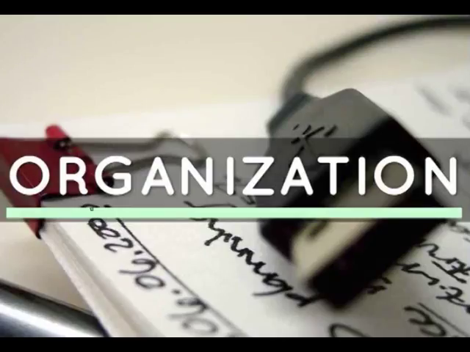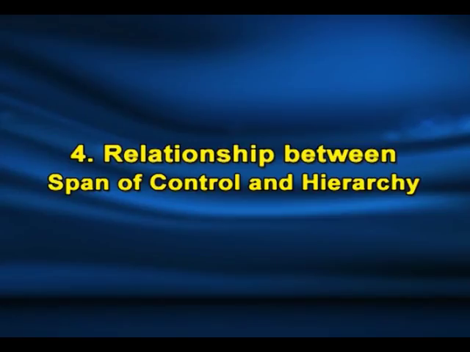We know that the hierarchy or scalar principle involves a number of steps or tiers one above the other. How many such levels an organization should have depends upon the total number of employees at the lower level to be supervised effectively by the superior officer. This establishes the fact that there is a close relationship between hierarchy and span of control. Now, let's look into the relationship between span of control and hierarchy.